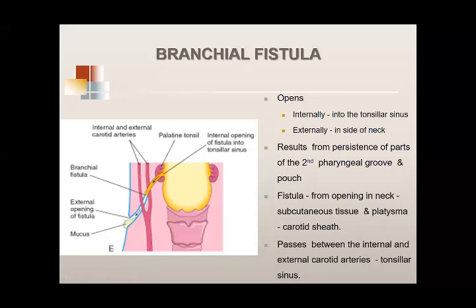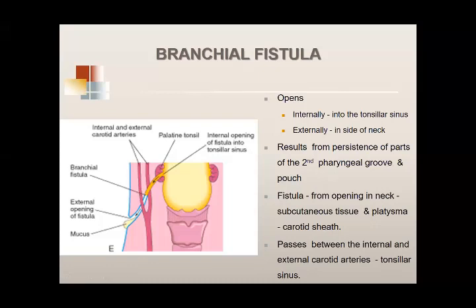अच्छा जी. अब what happens is कि once again persistence, if it is related to the tonsil, and if it is related to the tonsil, so putting 2 and 2 together, you know tonsil develops from the second arch. So one end opens into the tonsillar sinus, pharynx. The other end opens into the skin. This tract passes between the internal and the external carotid arteries.